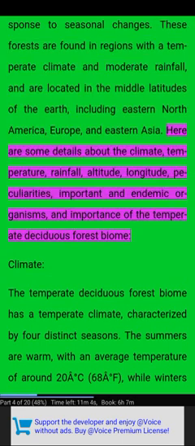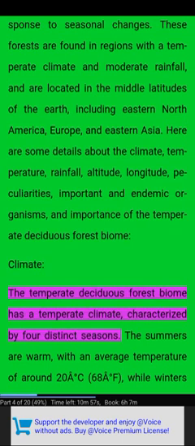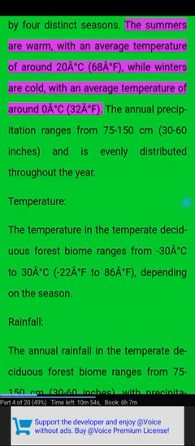Here are some details about the climate, temperature, rainfall, altitude, longitude, peculiarities, important and endemic organisms, and importance of the temperate deciduous forest biome. Climate. The temperate deciduous forest biome has a temperate climate, characterized by 4 distinct seasons. The summers are warm, with an average temperature of around 28 degrees C, 68 degrees F, while winters are cold, with an average temperature of around 0 degrees C, 32 degrees F.